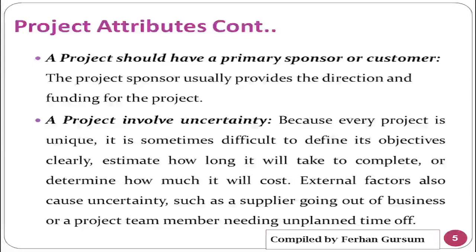External factors also cause uncertainty. For example, price fluctuation, some things become more expensive and some become cheaper. Sometimes unrest may arise, and things may not go as you planned. Such as a supplier going out of business, or a project team member needing unplanned time off. This may happen, you know. So because of this, a project involves uncertainty. These are the project attributes.